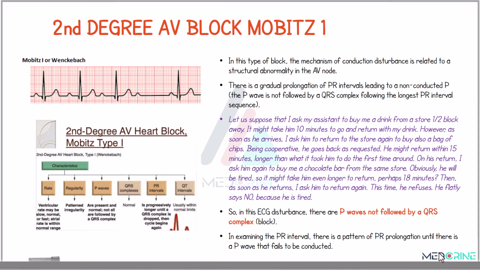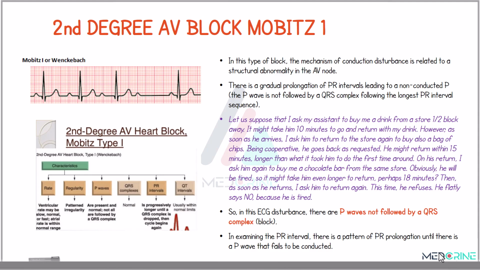On his return again, you ask him to buy a chocolate from the same store. At this point, they're tired, and it may take them even longer to return, perhaps 18 minutes. Then as soon as he returns, you ask them to go again. This time they may refuse and flatly say no, because they're tired. Now let's apply this to Mobitz I.